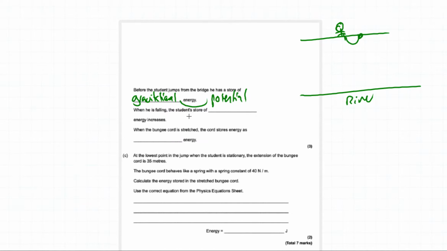When he is falling, the student's store of energy increases. Well, as he's falling, the energy that is associated with moving is kinetic, so therefore the student's store of kinetic energy increases. So in this situation, GPE is going to kinetic energy. The potential energy is being transferred to the kinetic energy as the student gets faster and faster as they fall. When the bungee cord is stretched, the cord stores energy as elastic potential. Any object that stretches, for example rubber bands, catapults, etc., has elastic potential energy as it stretches. So the elastic potential will increase as the bungee cord is stretched.